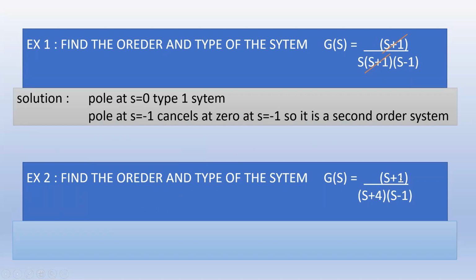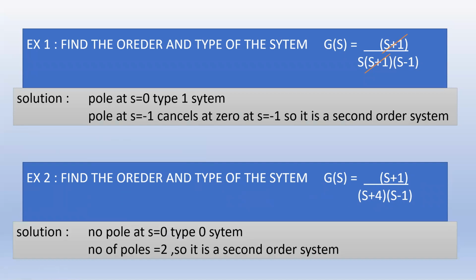Let us move on to the next problem. Here we have one zero and two poles, the zero being at s equal to minus 1, and poles at s equal to minus 4 and s equal to 1. We can easily say that there is no pole at s equal to 0, so this is a type 0 system. If we observe, the highest power of this characteristic polynomial is s square, so the order of the system is second order. So this is a type 0 second order system. This is how we can find the type and order of the system.